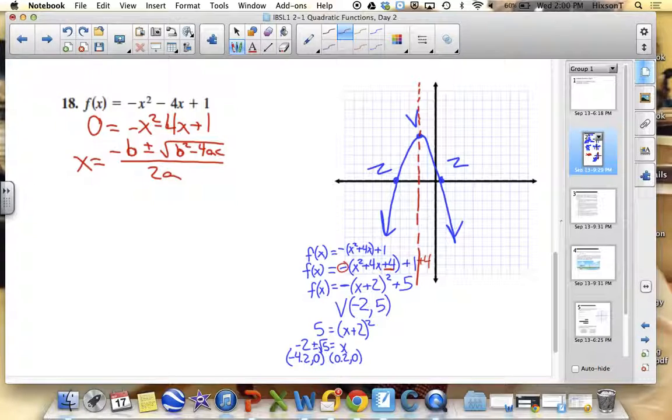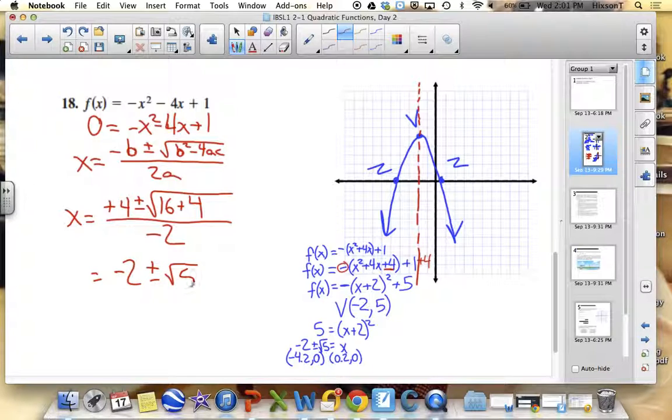But anyways, we use the quadratic formula. X equals -4, so positive 4, plus or minus the square root of 16 minus 4 times -1 times 1 is plus 4, all over -2. 2a is -2. Okay, so we go on and simplify this, and it actually simplifies down to -2 plus or minus radical 5. I'm skipping some steps, but there you have it.